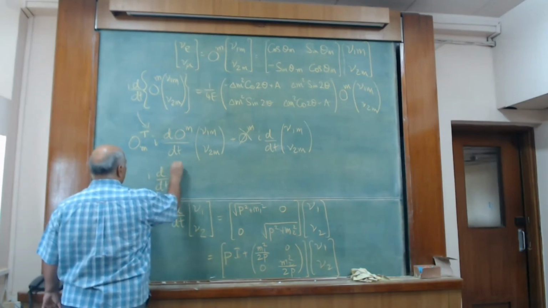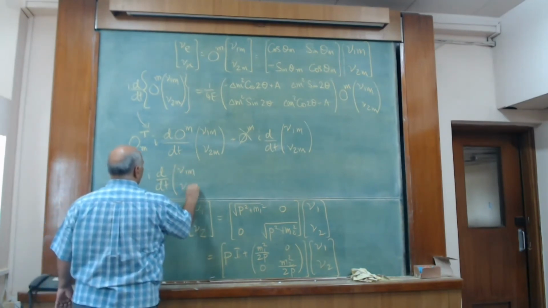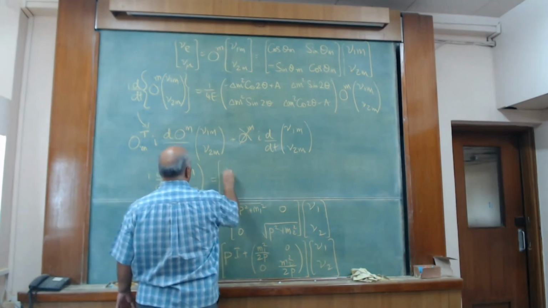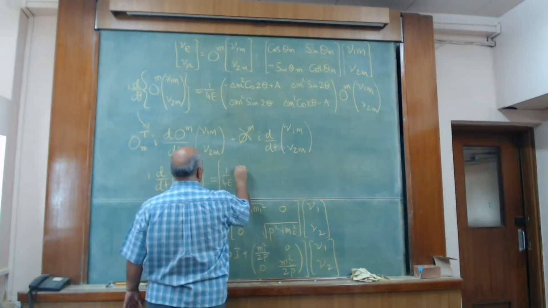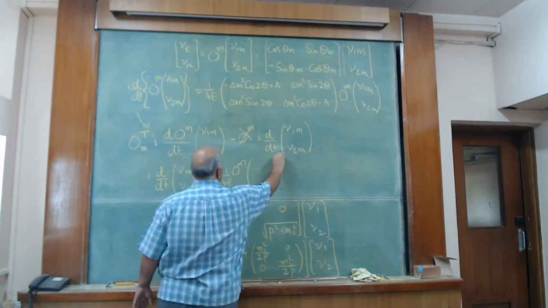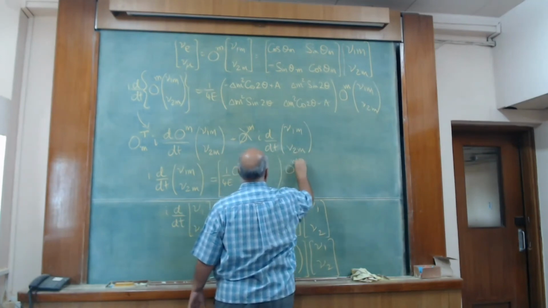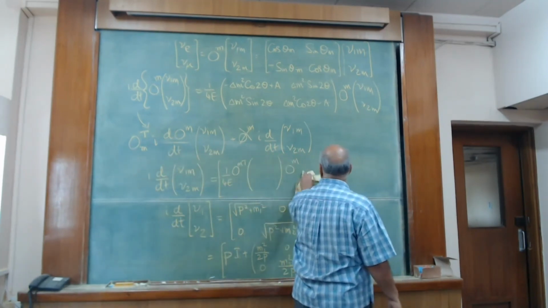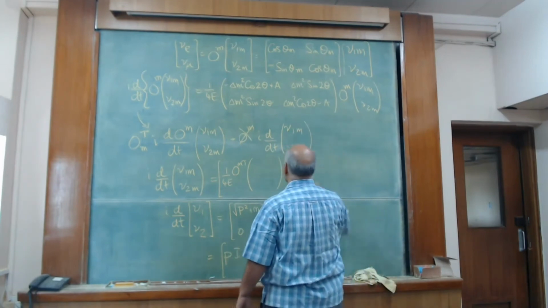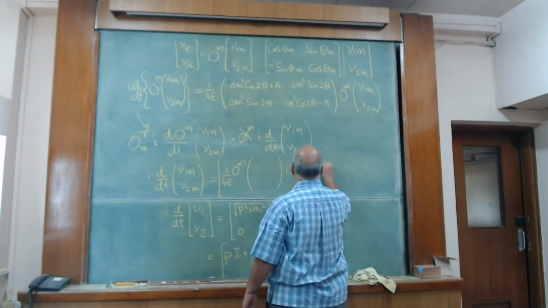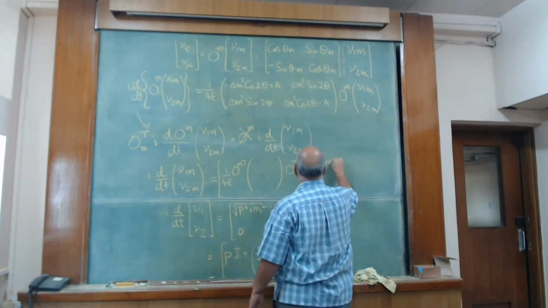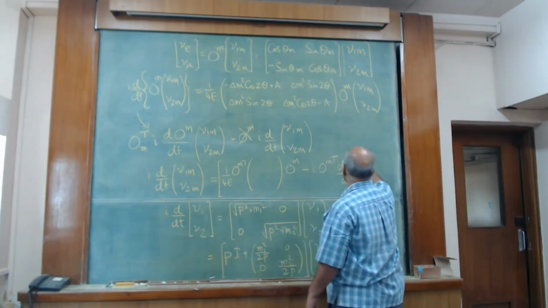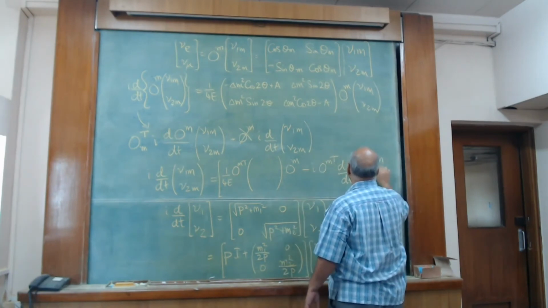If I do that, I get i d/dt times (ν1m, ν2m) is equal to, I get two terms now, 1/4E times O_M transpose times that matrix times O_M, and not plus, I'm taking it on this side, so it will be minus i O_M transpose dO_M/dt times (ν1m, ν2m).